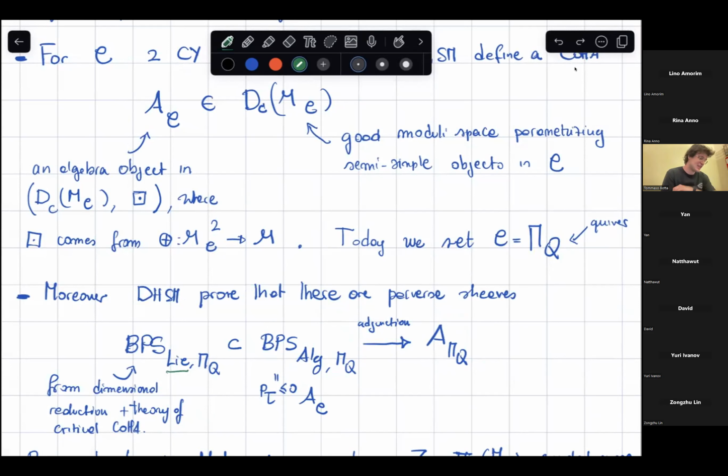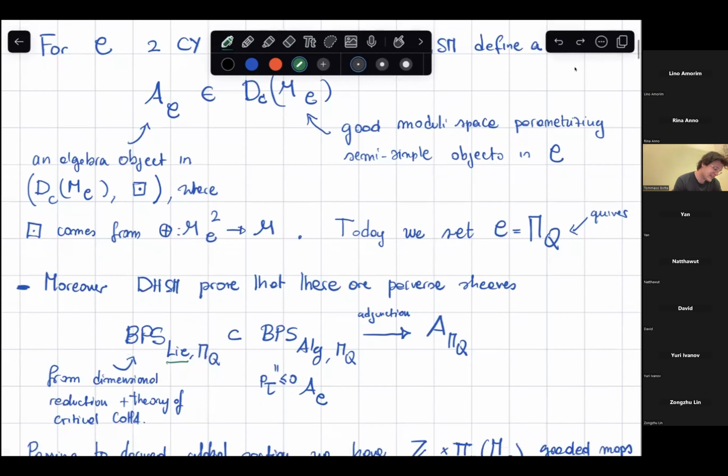The BPS sheaf of algebras is obtained essentially by some perverse truncation of the coha, at this sheaf-theoretic level. This is a purely two-dimensional construction: everything is done in the framework of two Calabi-Yau categories. But then there's also a smaller object, a small perverse sheaf, the BPS Lie sheaf encoding some underlying Lie algebra.